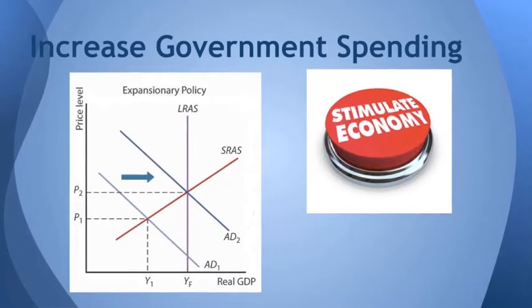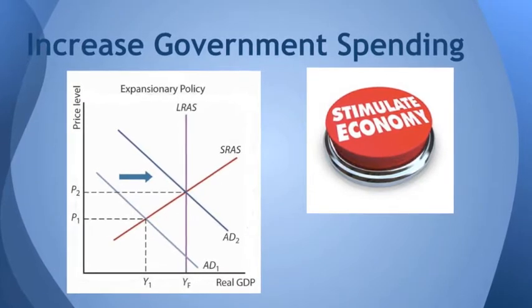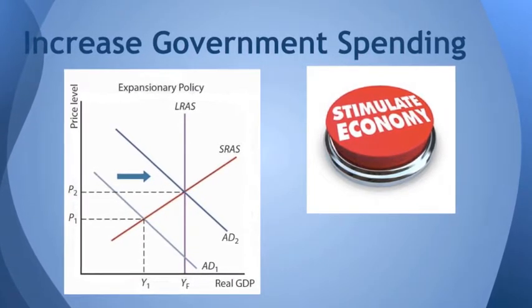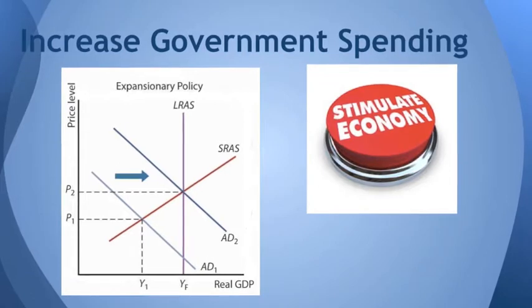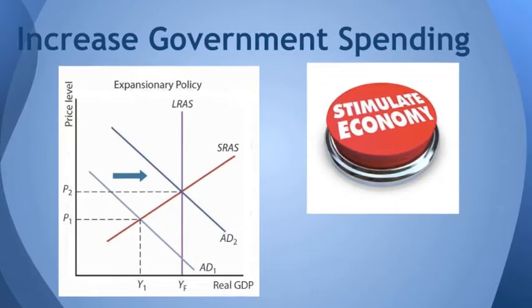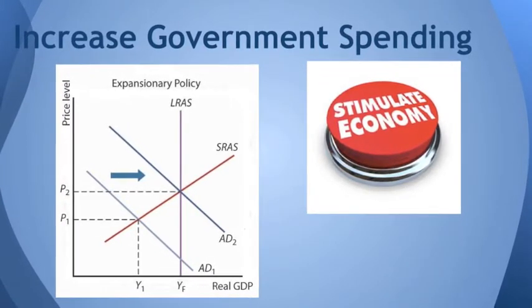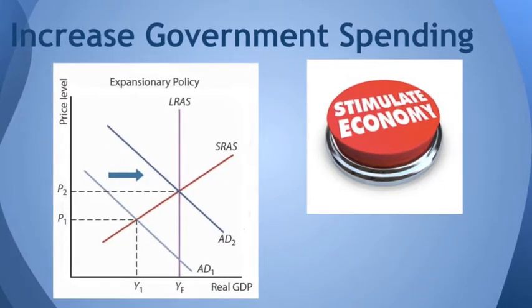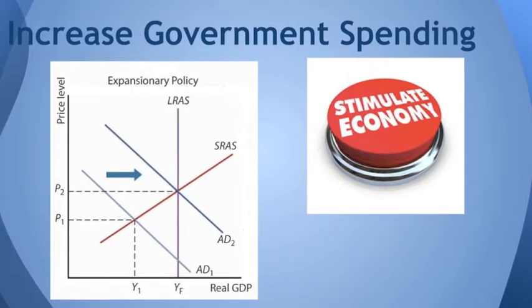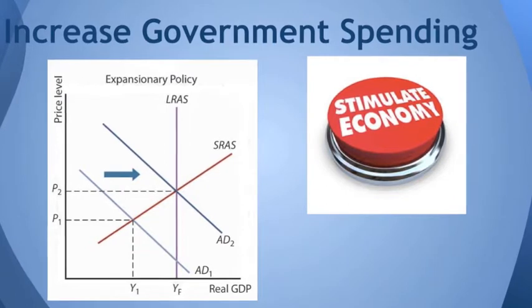One way to fix a recession is by increasing government spending, which is one of the two options that can be used to move AD back to the right by increasing consumer spending and investment spending. This shift causes an increase in price level and output. The exact change in GDP could be calculated by multiplying the value of the policy by 1 over MPS.